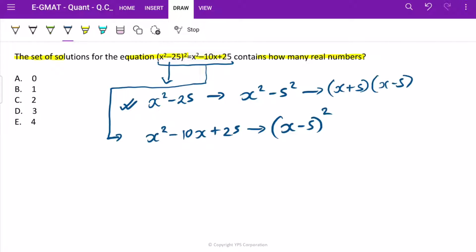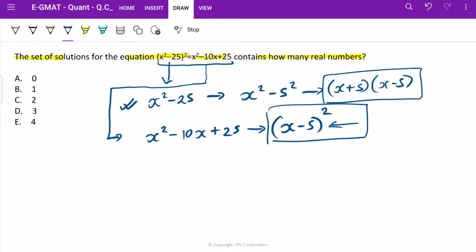Right? The key in solving this question was more or less being able to identify these algebraic identities and using them in your favor. So with this, let's move ahead and try to solve it. So this is x plus 5 into x minus 5 the whole square, right? So we put a square here, we put a square here. This is equal to x minus 5 the whole square, right?